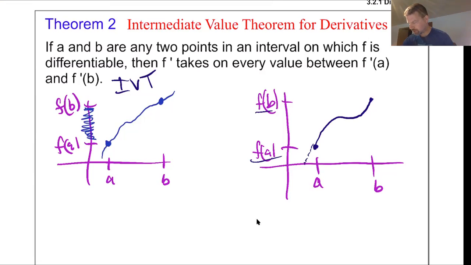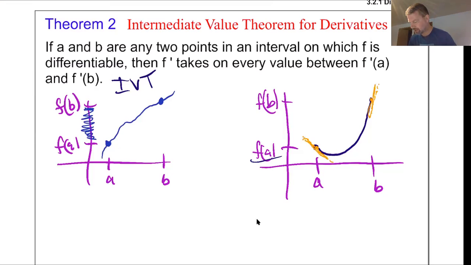Let's actually start here. Let's start with one like this. Sure, like that. So if I look at the derivative at a, I can look at this and say, well, I'm clearly going down, so the derivative is negative, right? If I look at the derivative of b, it's clearly going up, so the derivative is positive. What this theorem says is that my value of the derivative will take on every value between this negative number and that positive number.